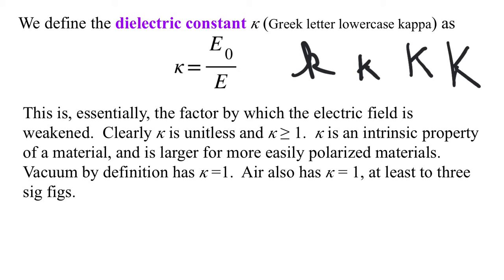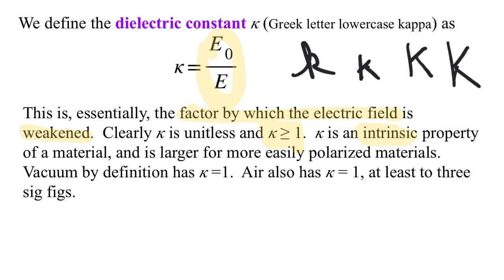All right, what is the dielectric constant? The dielectric constant is essentially the factor by which the electric field is weakened. All right, it's clearly dimensionless because we have electric field over electric field, so there's no units. It will turn out to always be greater than or equal to 1. And it's intrinsic to the material. It's a feature of the material. It's quantum chemistry that's going on.